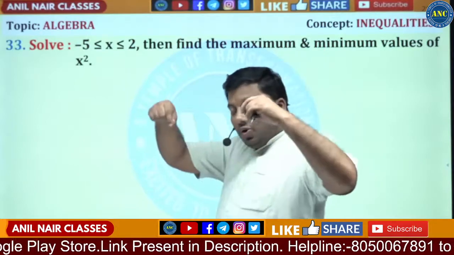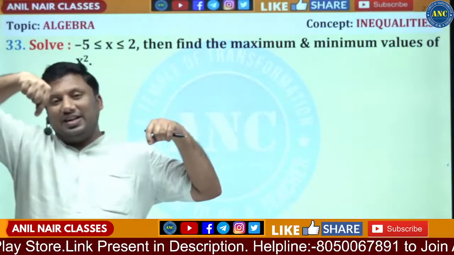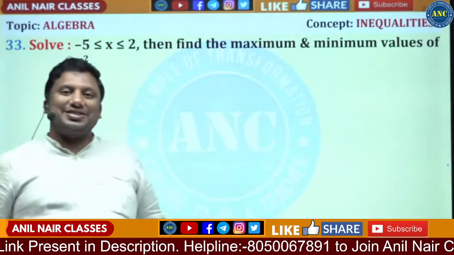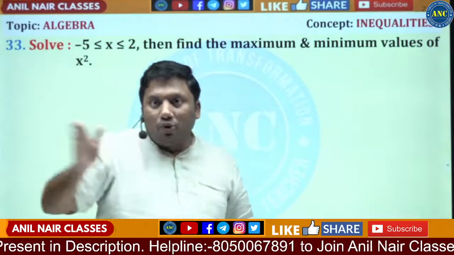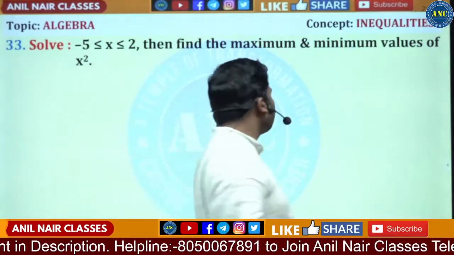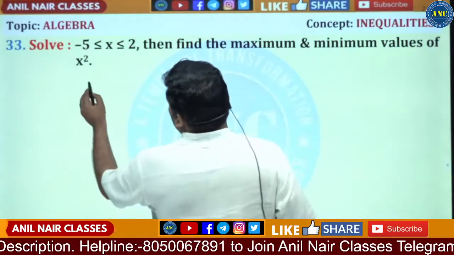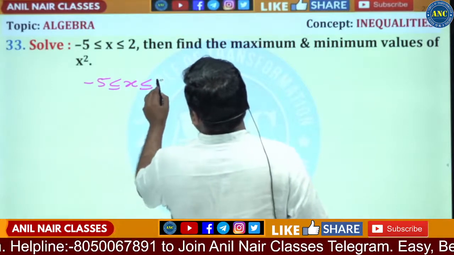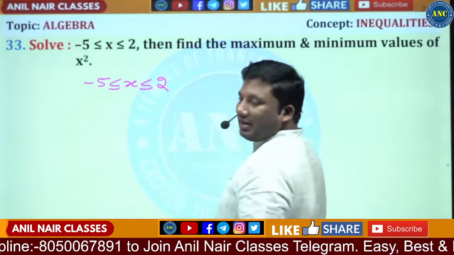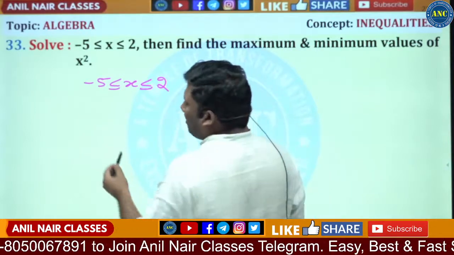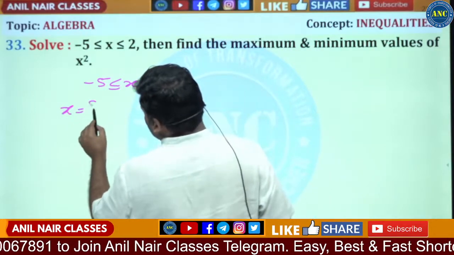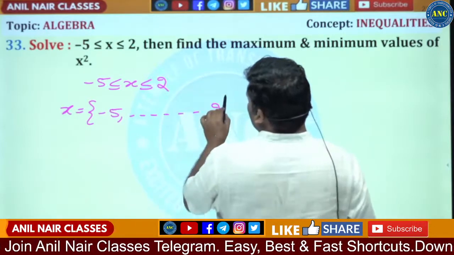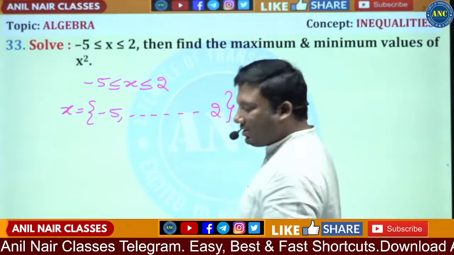Now, lowest it is positive, highest it is positive. Lowest it is negative, highest also negative. What happens if it moves from negative to positive? Question: minus 5 less than or equivalent to x less than or equivalent to 2. Very, very important. Most of the students might make a mistake here. So the value of x starts at minus 5 and it ends at 2.